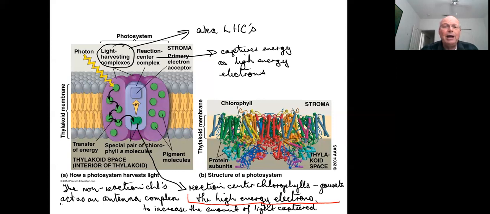The electrons are further away from the nucleus than they otherwise might be because they're high energy. That means they jump out to an energy shell further away from the nucleus, which makes them vulnerable. And then you've got an electronegative molecule sitting right next to and within the reaction center. So when these high energy electrons are generated, they're captured immediately by the primary electron acceptor and removed from the chlorophylls as high energy electrons. And they are then moved on into an electron transport chain, as you'll see in a moment. So this is how we capture these high energy electrons.